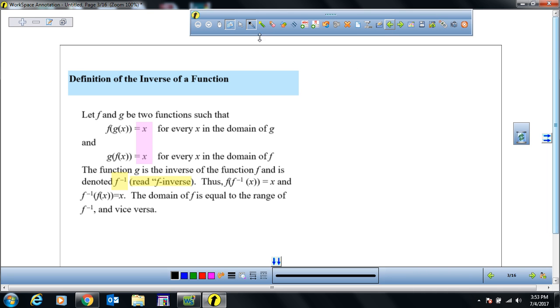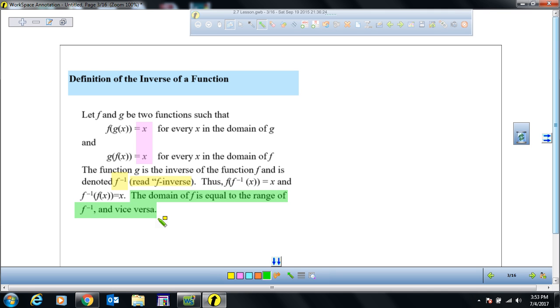Okay. And then something very important that we're going to cover in the graphs at the end is the domain of the function f is equal to the range of the inverse and vice versa.